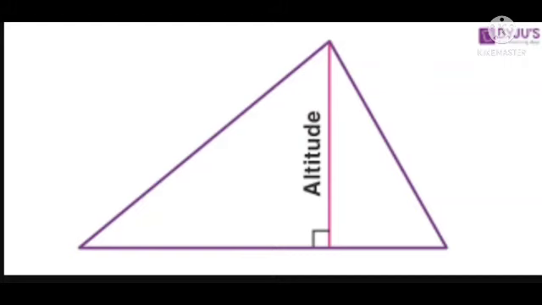And in the case of altitude, it is not to the midpoint of the baseline, but it should be a perpendicular line. Okay, so in this triangle we can see the pink line is connecting the uppermost vertex to the baseline, which makes an angle of 90 degrees here, which is called the altitude of this triangle. Okay.